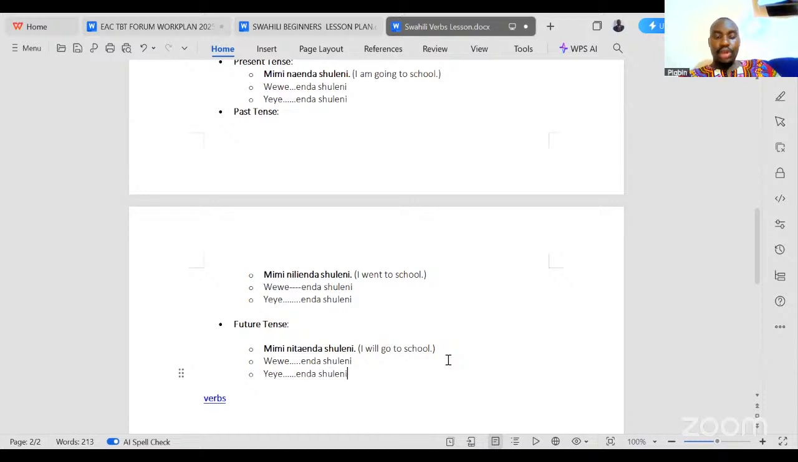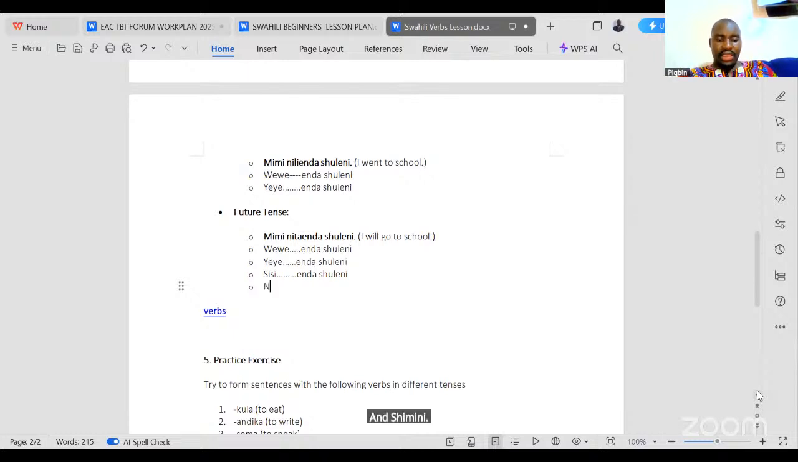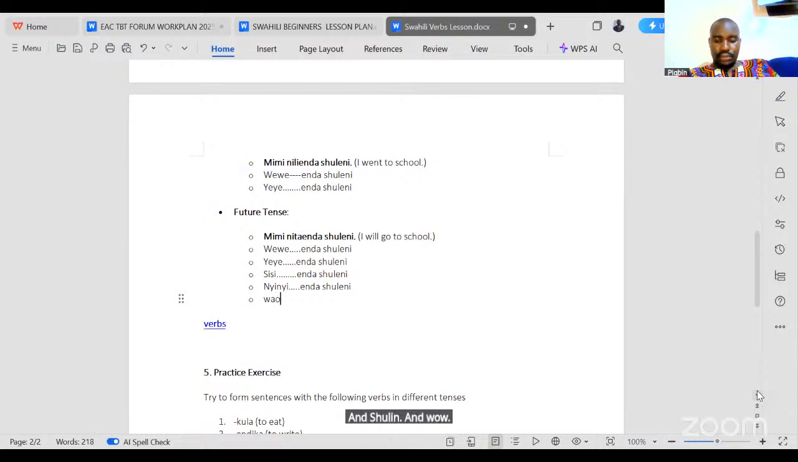I'll put the plural aspect as well, which will be "sisi" again "enda shuleni," "nyinyi enda shuleni," and "wao enda shuleni." So fit the words that come before the "enda," the spaces that are left there.